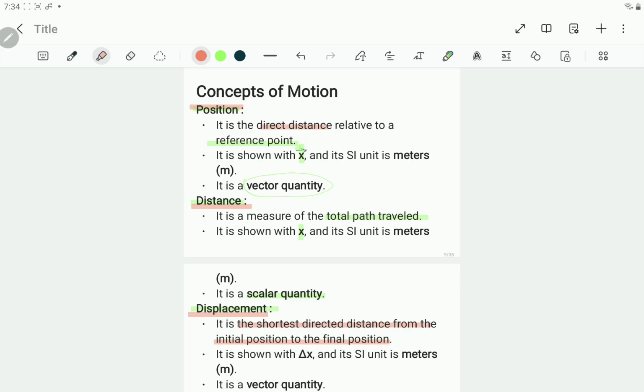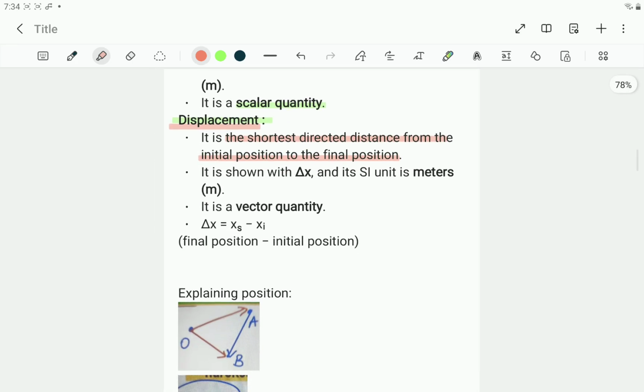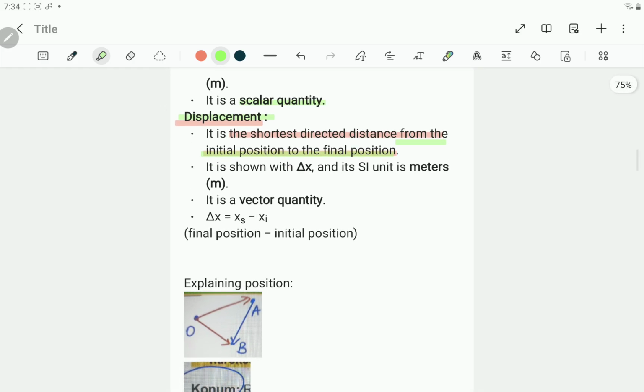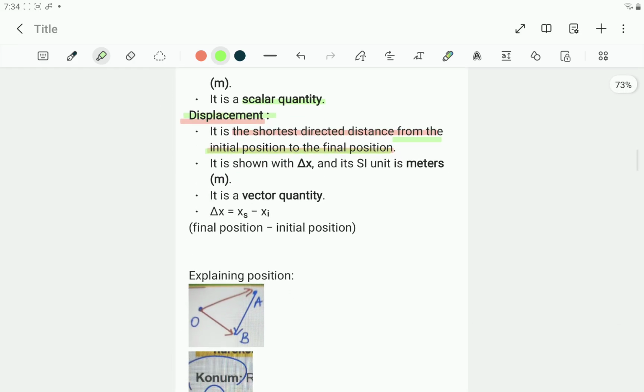I know that it sounds a bit complicated, but it's not really. So the keywords here are from the initial position to the final position. That gives us the displacement. And as it states, it's going to be a direct line, because it says directed distance, right? Like it's going to be a direct line.